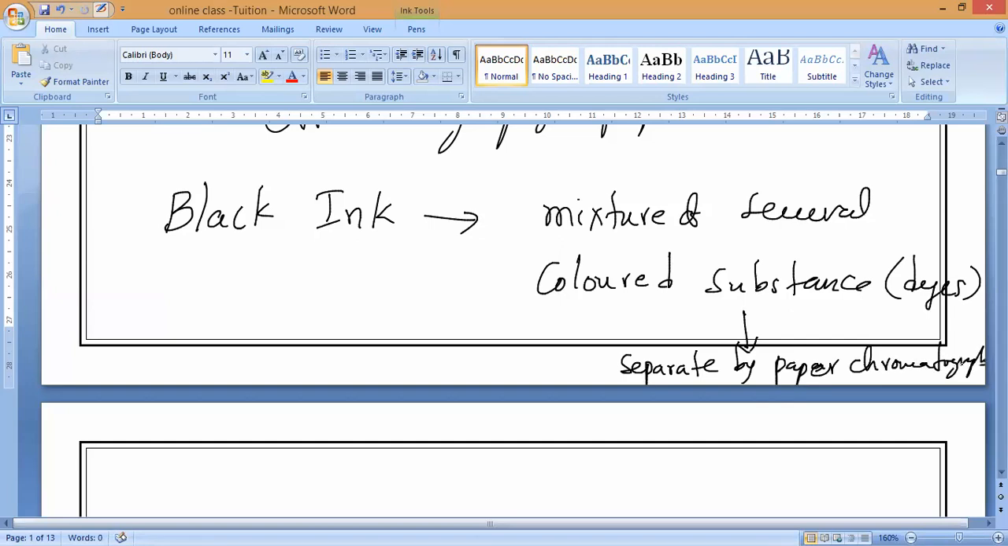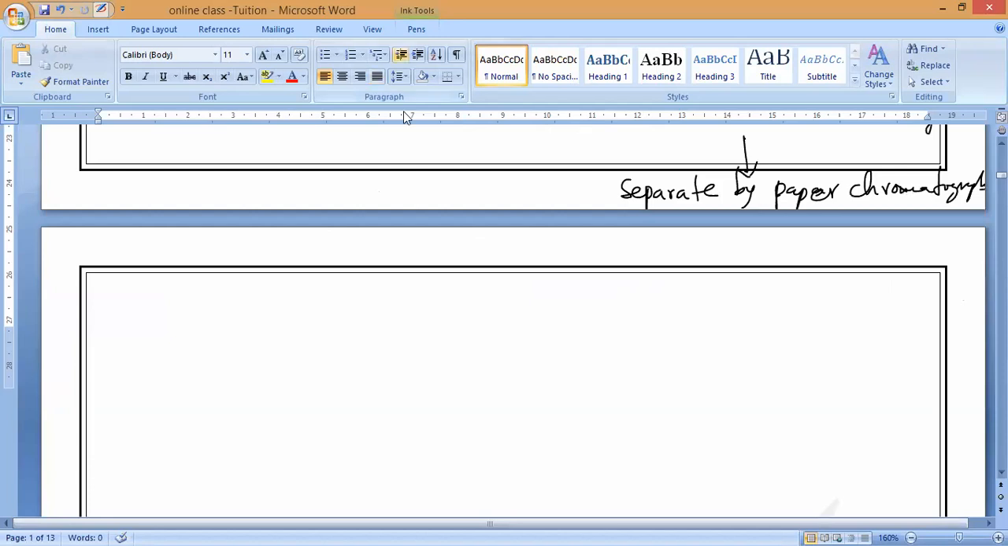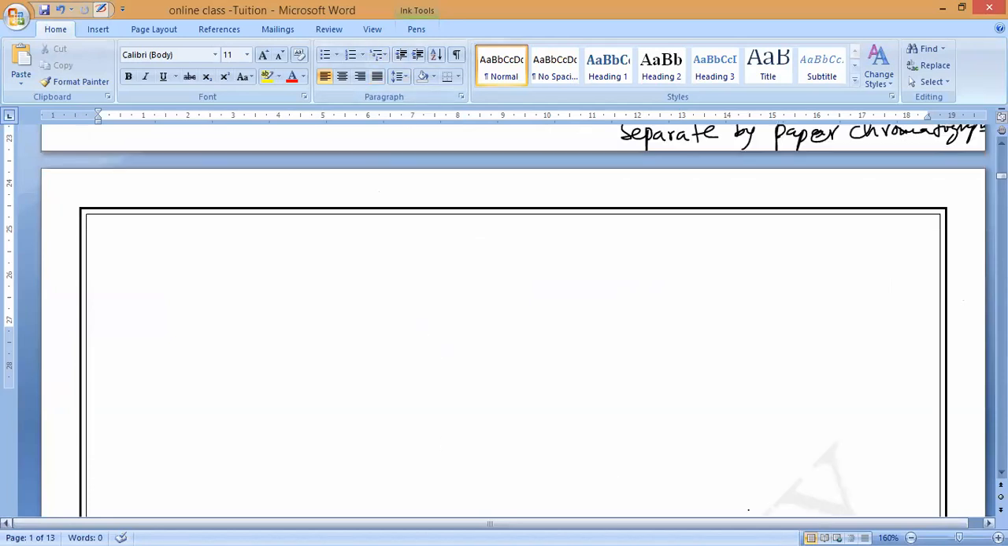So now we will do the experiment. In lab also you are going to do the same experiment. So all of you remember that, right? You only have to remember the principle. What is the principle of chromatography?